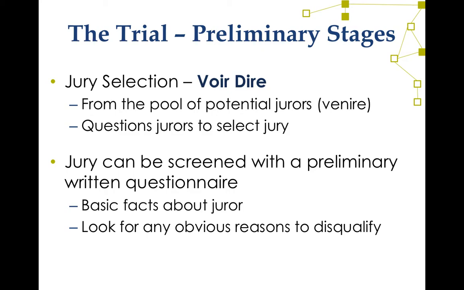So what happens in the pre-trial stages? Well, one thing that's going to happen is jury selection, also known as voir dire. So you're going to take a venire, which is a pool of potential jurors, and if you've ever been called for jury duty, then you have been in a venire, and they're going to question jurors to select a jury. The jury is often screened with a preliminary written questionnaire, which asks some basic facts about the jurors and looks for any obvious reasons to disqualify someone.